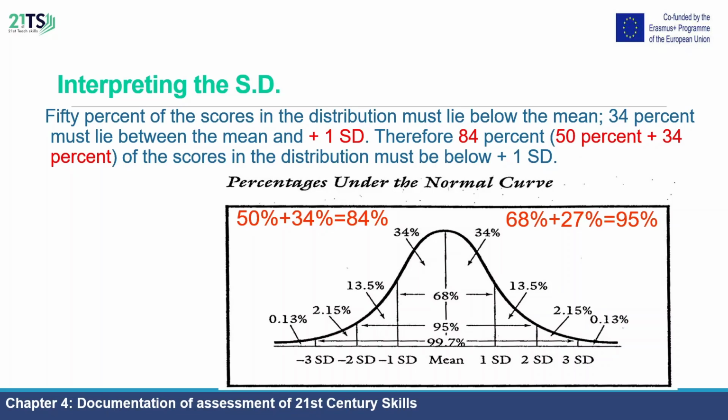Therefore, 84%, meaning 50% plus 34%, of the scores in the distribution must be below plus one standard deviation.